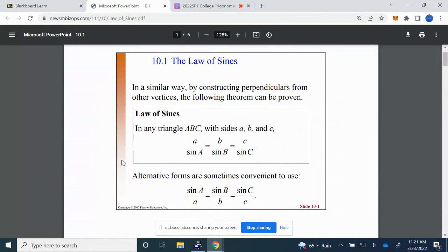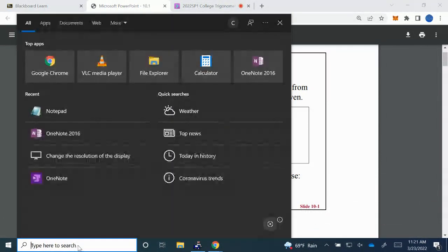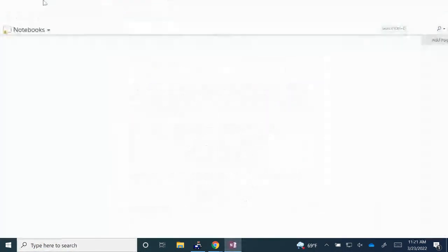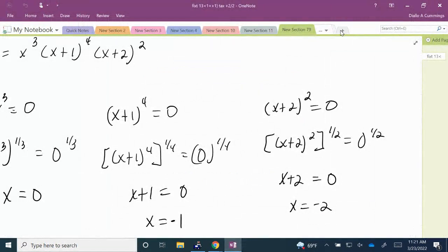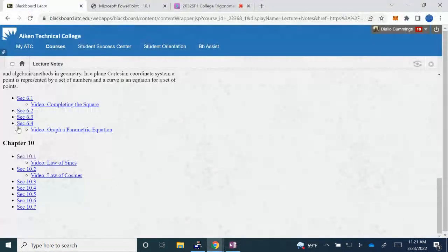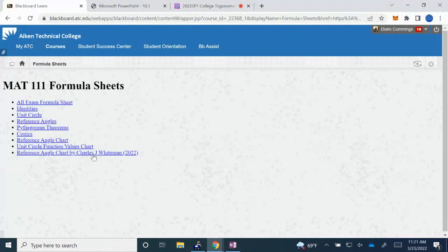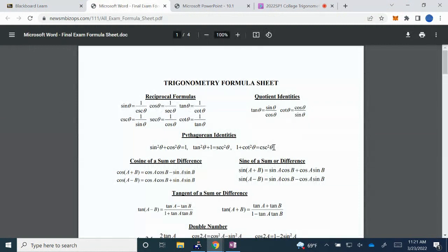But before we begin, I'm going to bring up OneNote. And I'm also going to bring up the formula sheet. All right, and I'm going to bring up the all exam formula sheet.